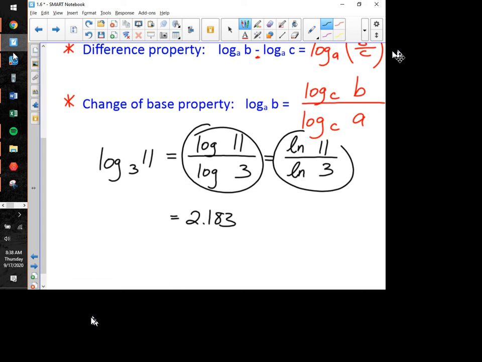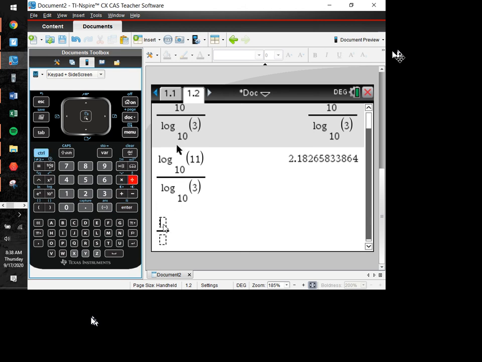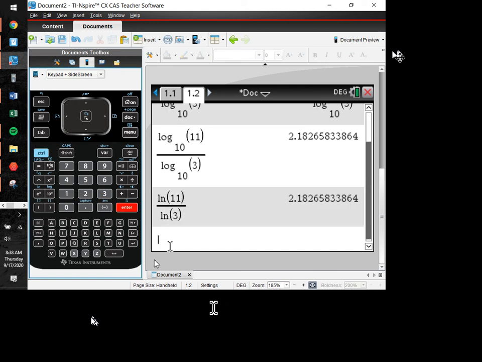Let's just prove my point here. It should give us the same answer when we use a different log base like natural log. So what if I did, again, Control Divide, and what if we just did the natural log of 11 over, how about we do now the natural log of 3? We're using base E on both sides, Control Enter, and there's the exact same answer again.